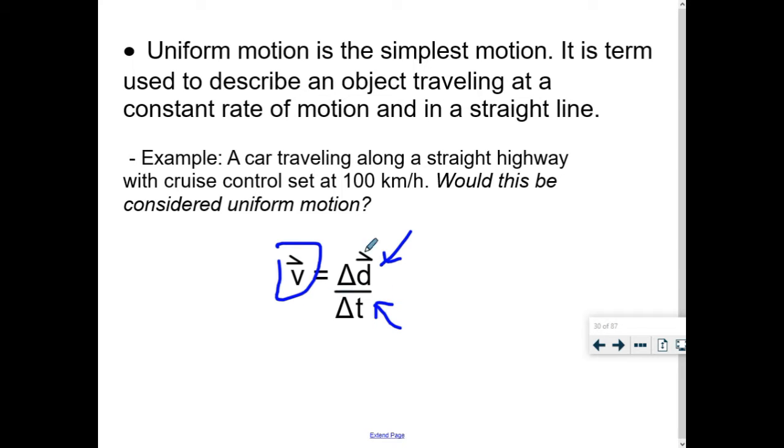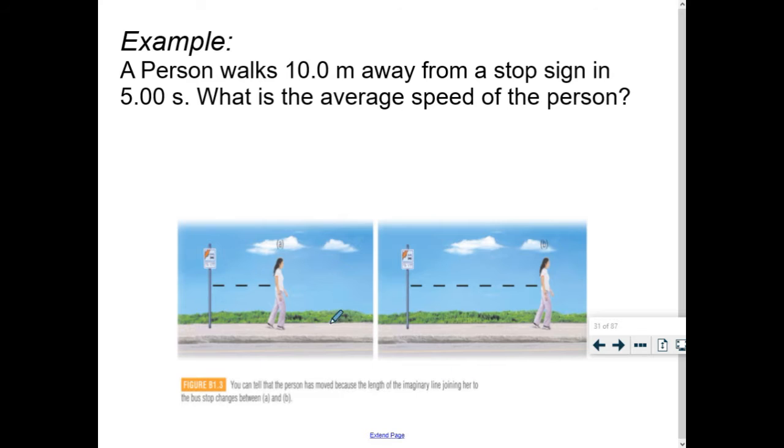So anyways, it's a pretty basic formula. I don't want to overspend time on something that you're probably familiar with. Let's do a really basic example. A person walks 10 meters away from a stop sign in 5 seconds. What's the speed of the person? Okay. Speed, which is v, is distance over time, which is 10.0 divided by 5.00, which is 2.